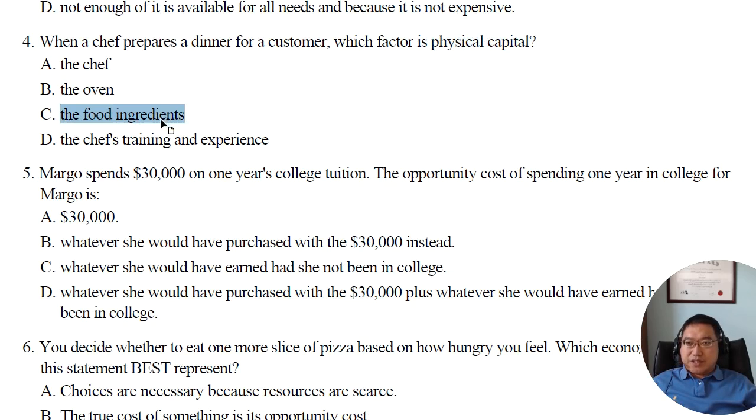Now C is a little bit tricky. The food ingredients. In economics, we call the stuff you put into production, use, and then have to restock, inputs. Once the dinner is eaten, you need to buy new ingredients. Inputs are the stuff you use to produce other goods, or sometimes to provide services. So yes, the chef uses these inputs to produce dinner, but they will be gone for the next dinner, right? The oven is still there.